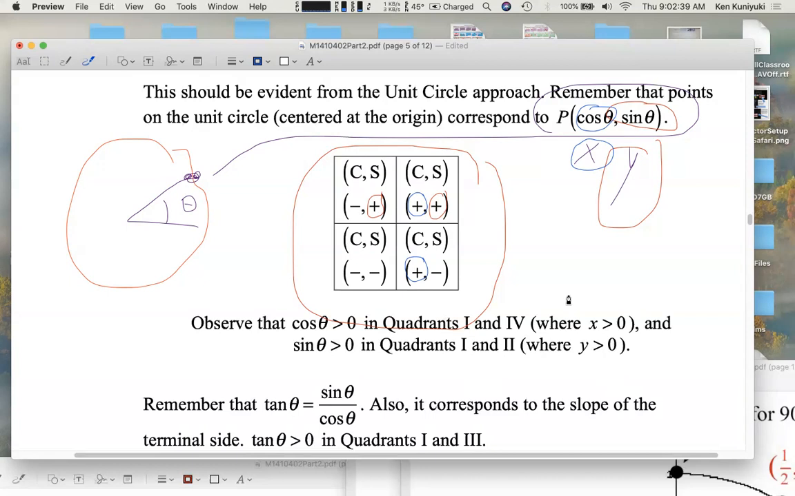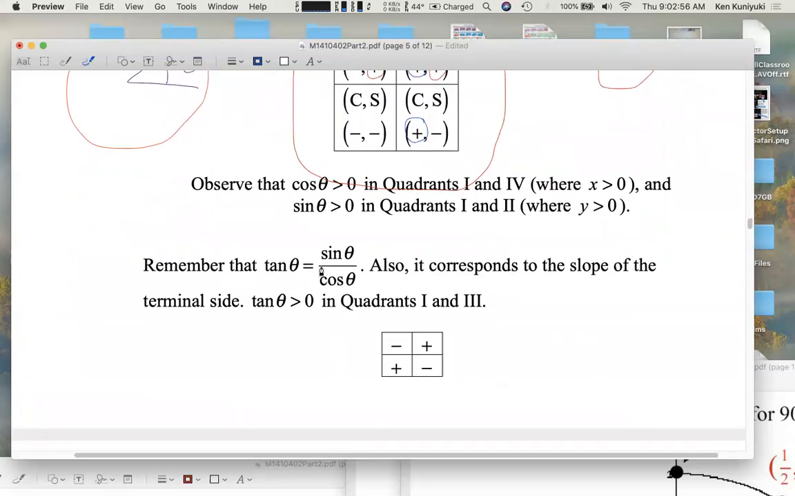All right, now what about tangent of theta? Remember, tangent is slope. Also, you can think about sine over cosine. For example, we know that in quadrant 3, tangent will be positive because a negative divided by a negative is positive. But more simply, here's the deal for tangent of theta. Tangent is slope.